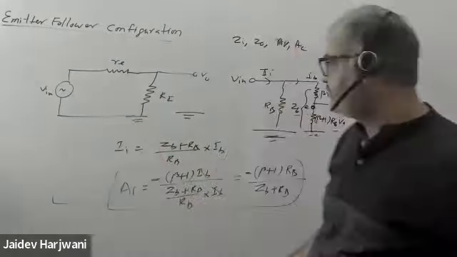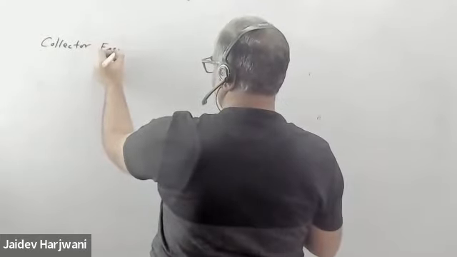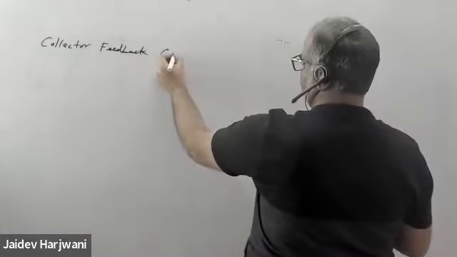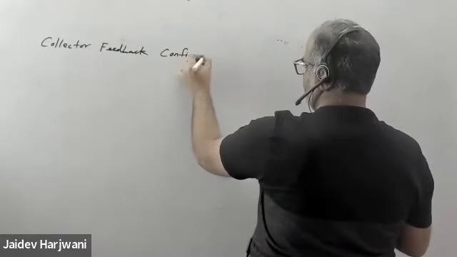So this will be now, this is slightly complicated. What we have done so far was very easy. This is a little bit complicated. Collector feedback configuration.